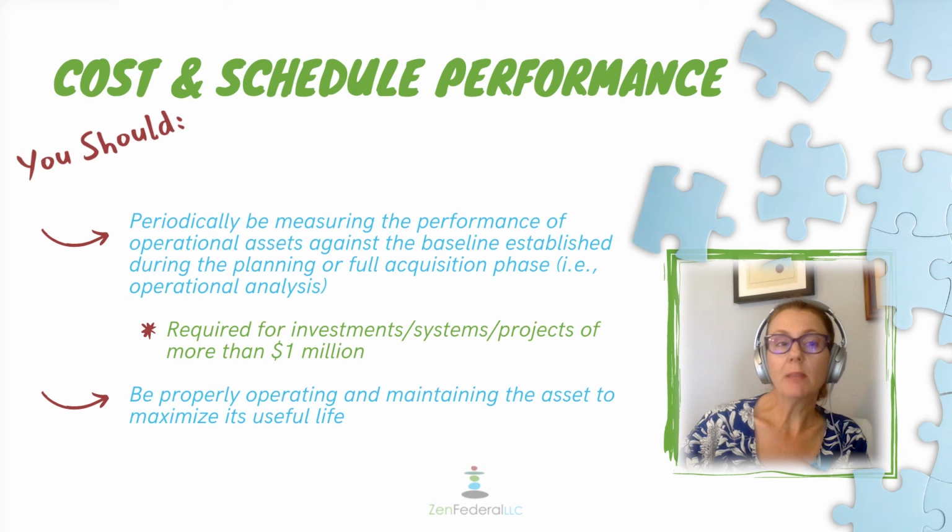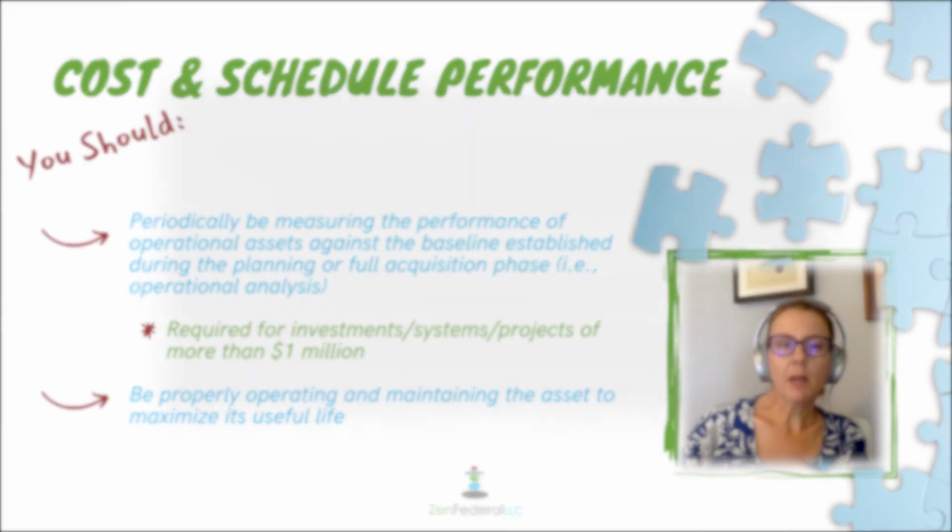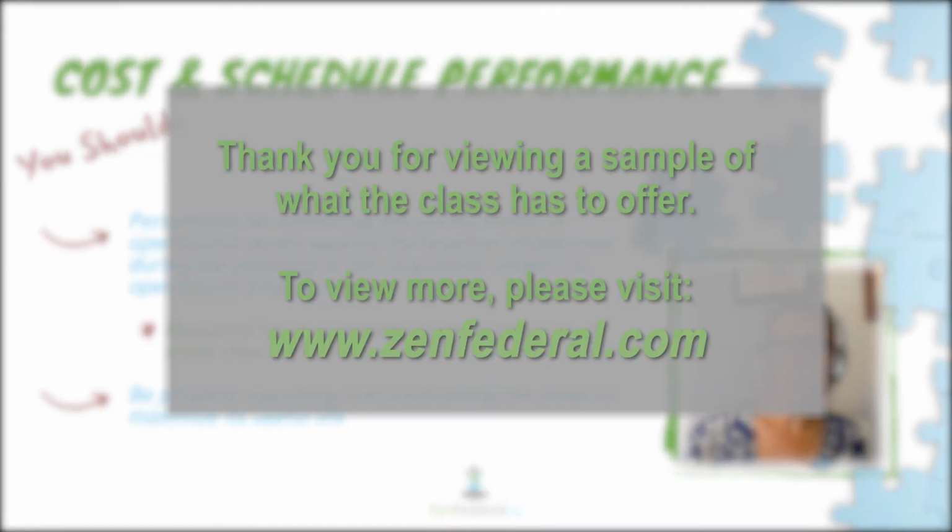So we're going to be measuring against an established approved baseline. That baseline is usually approved by OMB, the CIO, sometimes the CFO, depending on how it's used in an agency or department. And there's also the approval that's required through a governing body. So your baseline, if it has not been approved at the governance level, is probably not good enough. It is required for anything that has a life cycle cost of more than $1 million. And it's basically got to show that it's properly operating and maintaining the asset to maximize its useful life.